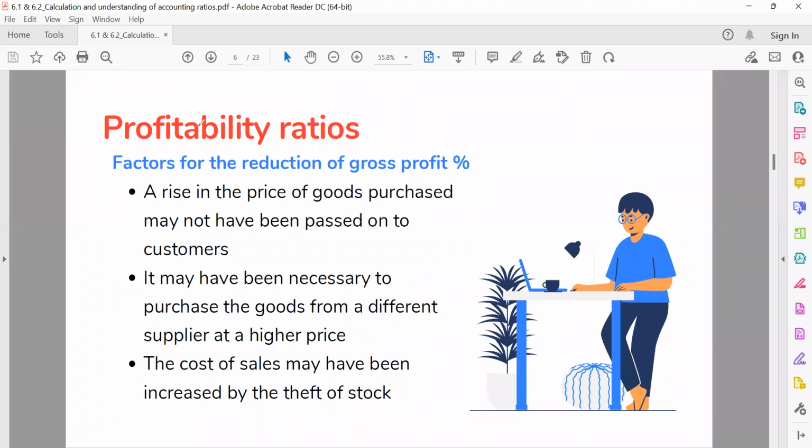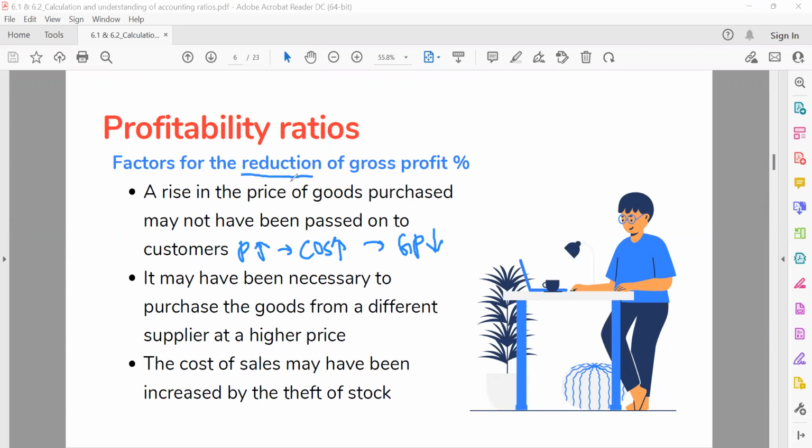Profitability ratio. What are the factors for the reduction of the gross profit? A rise in the price of the goods purchased may not have been passed on to the customer. That means when the purchase price increases, cost of sales increases. When cost of sales increases, gross profit will decrease. So if this cost cannot be passed to the customer, the gross profit will be reduced.